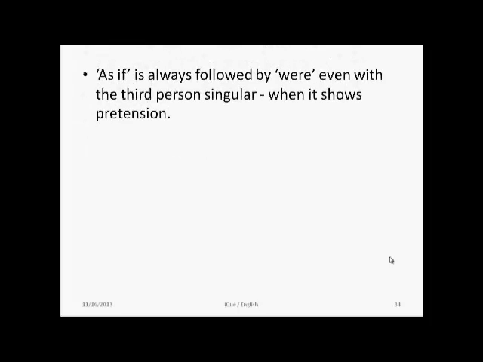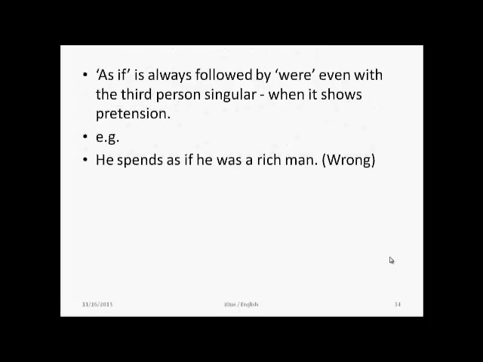The word as if is always followed by were, even with the third person singular, when it shows pretension. What do I mean by that? Well, it is incorrect to say he spends as if he was a rich man. Now the meaning of the sentence is he spends pretending to be a rich man, and hence the correct form is he spends as if he were a rich man.